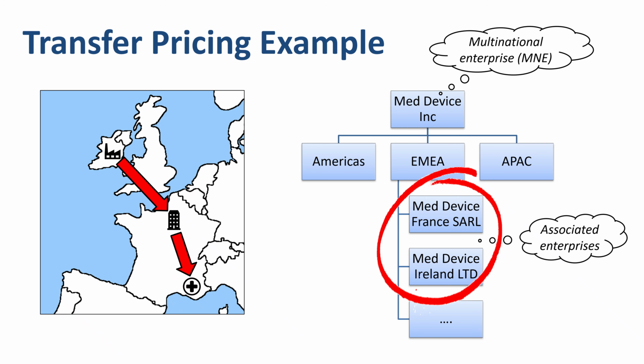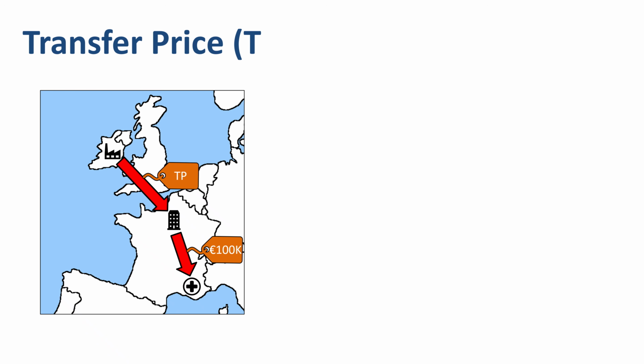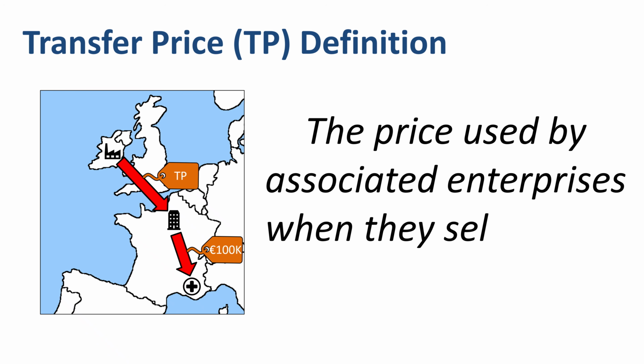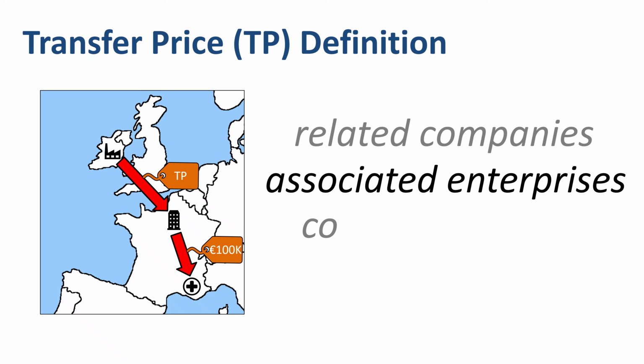The transfer price is the price at which MedDevice Ireland sells medical equipment to MedDevice France. Or, in more generic terms, the definition of a transfer price is the price used by associated enterprises when they sell to each other. Associated enterprises are sometimes called related companies or controlled parties. They are the opposite of independent companies.